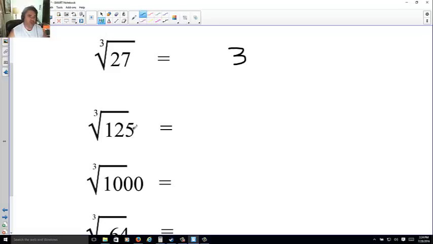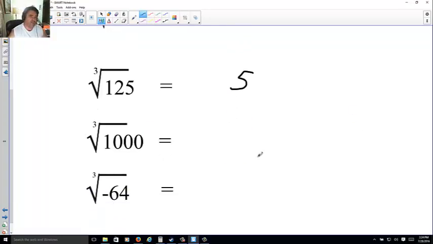Anyway, cube root of 125 is 5, because 5 times 5 times 5 is 125. Cube root of 1,000 is 10. And a cube root of negative 64 is negative 4. Now, why a negative? Because 3 negatives will make a negative. And that's why it's a negative. And 4 times 4 times 4 makes 64.